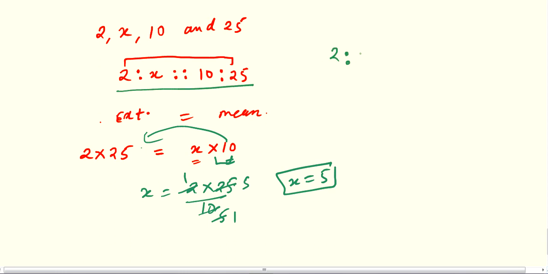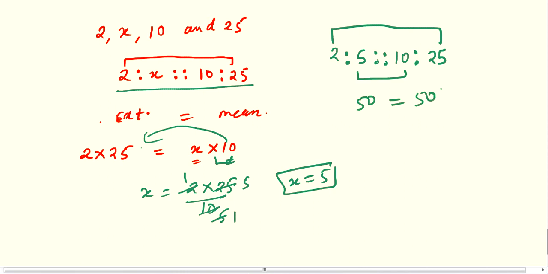So in the last you have to write 2 is to 5 proportion 10 is to 25. Now as you can see, 2 into 25 will give you 50 and 5 into 10 will give you 50. That means they are in proportion. Clear? So like this you have to solve question number 3.